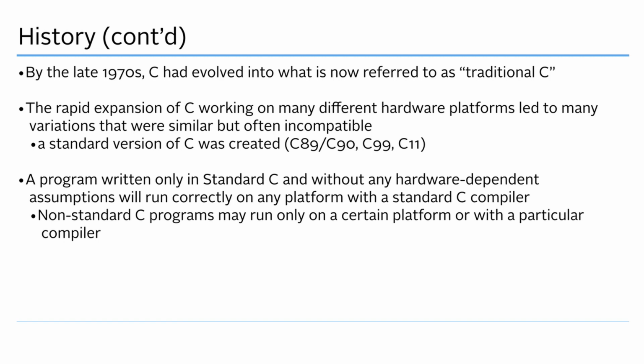A program written only in standard C and without any hardware-dependent assumptions will run correctly on any platform with a standard C compiler. It's always important to have standards. What we're really saying here is there used to be many different variations of C, and we started to standardize it in 1989. By standardizing, we can now run it basically anywhere. We don't have Microsoft releasing their version of C, or Google releasing their version of C. We don't have that problem anymore. We standardized it. If you have a non-standard version of C, it might not work on different operating systems or different devices. So standardization is important.